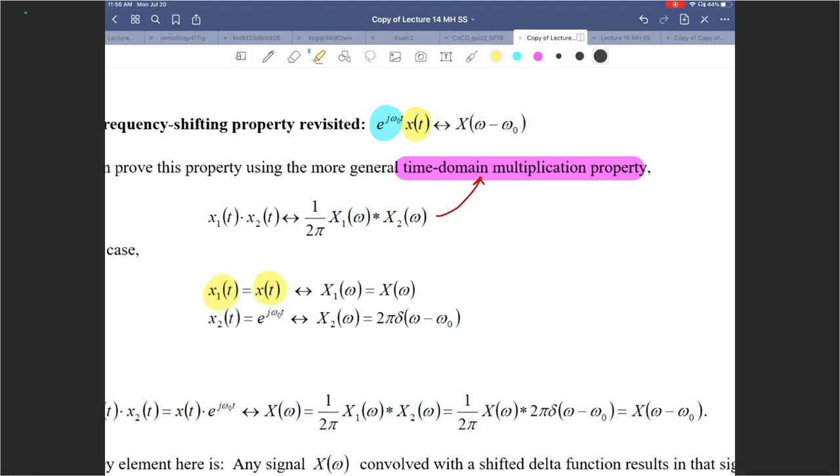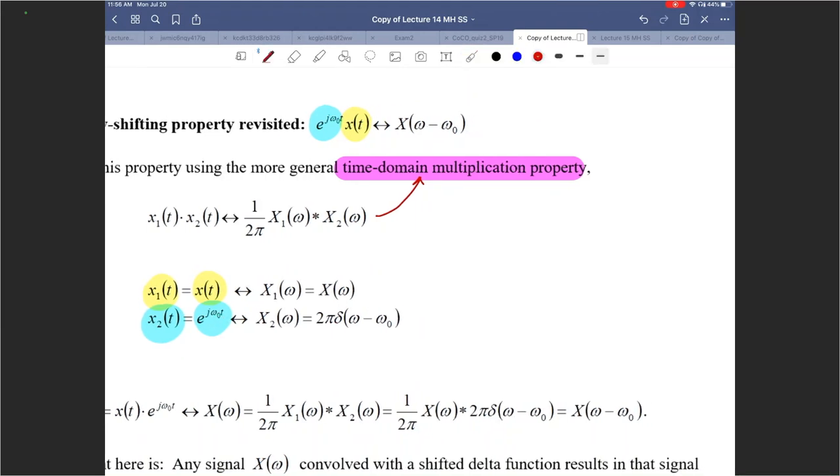We are letting x2 be e to the j omega naught t, color code blue. The Fourier transform of those two signals, for x, it is cap X of omega. For x2, we need the Fourier transform of e to the j omega naught t.